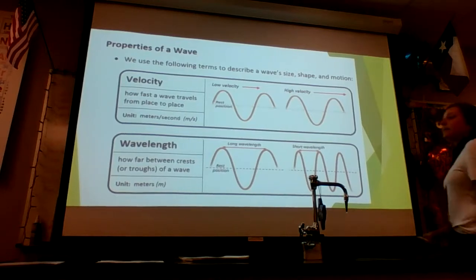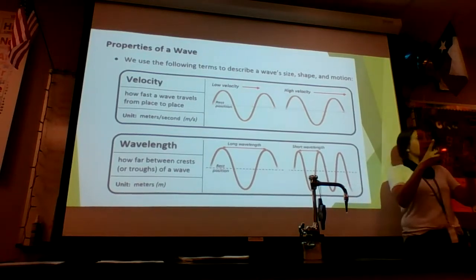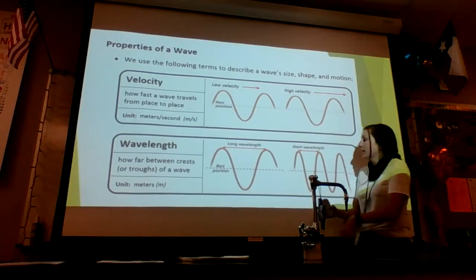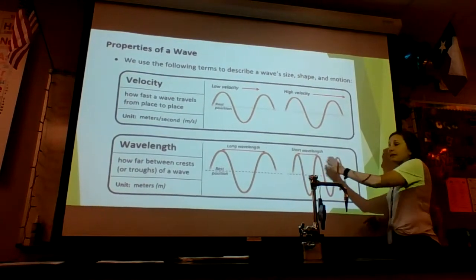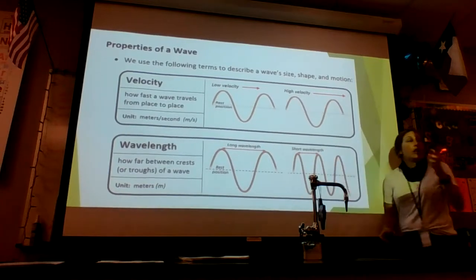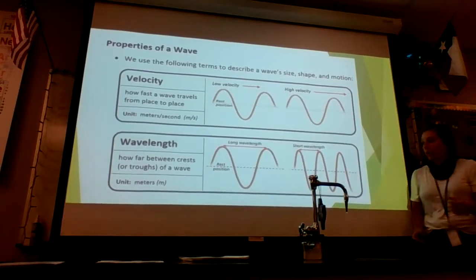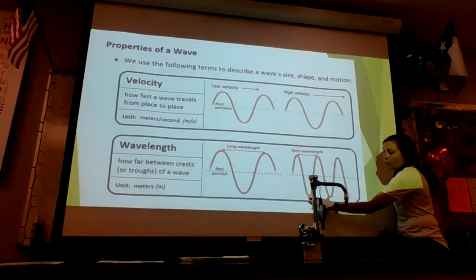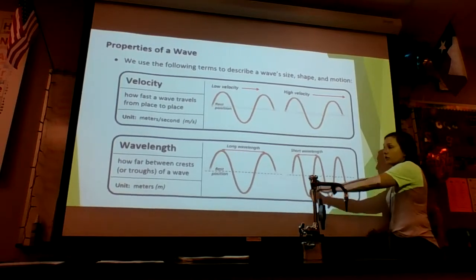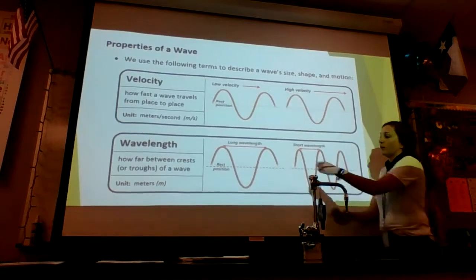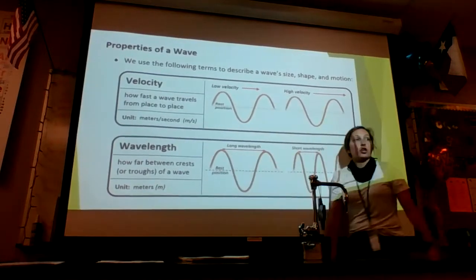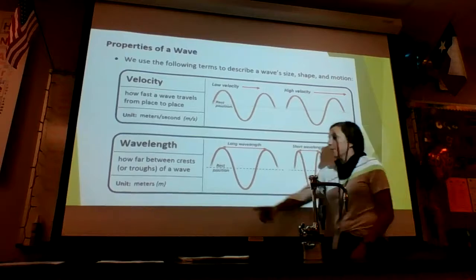Okay, so this is between 2 crests that are beside each other. It's not going to be from this crest to this crest. It has to be 2 that are beside each other. You can also measure it with the troughs as well. So this could also be a wavelength. Does that make sense? So between 2 crests or between 2 troughs is our wavelength. The more spread out they are, the longer it's going to be. Measured in meters.